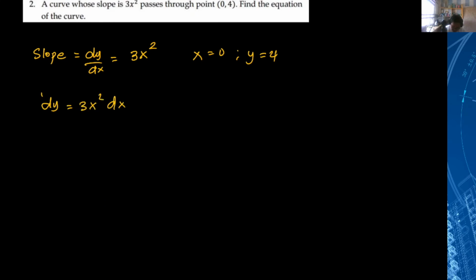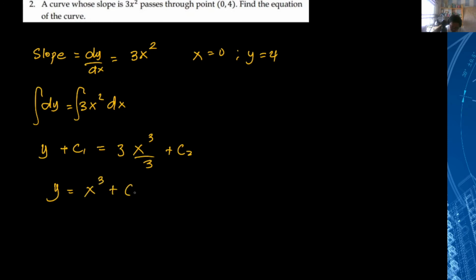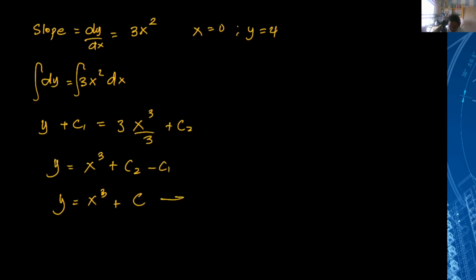Integrating, this becomes y plus c1 equals 3x cubed over 3 plus c2. Y equals, I will transfer the c1 to the right, so this becomes x cubed plus c2 minus c1. I will replace c2 minus c1 as c. This is now our general solution.